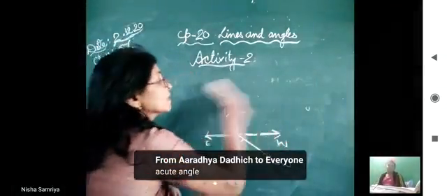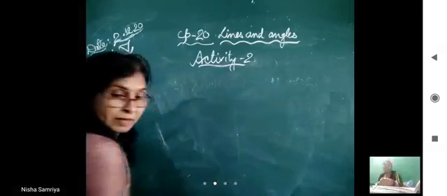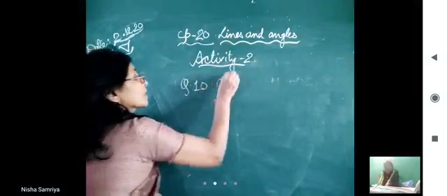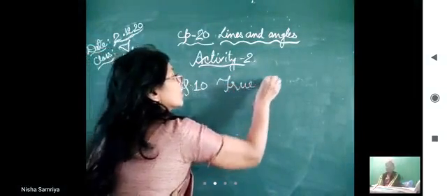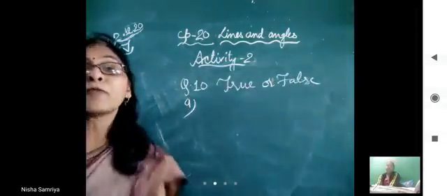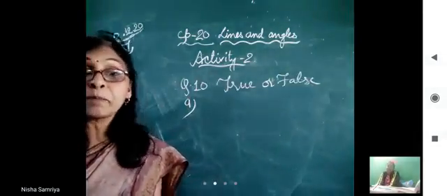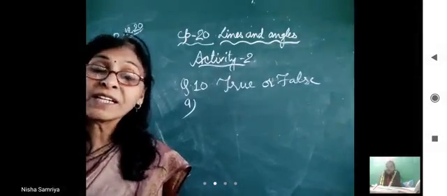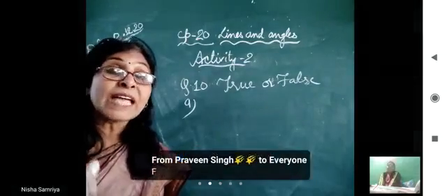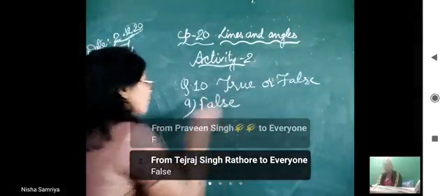All of you see question number 10. True and false. Now I read the statement from the book. The measure of a complete angle is 180 degree. That is false, because the measure of a complete angle is 360 degree. So this statement is false.